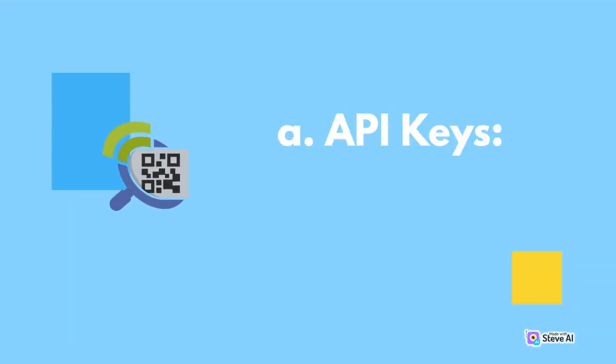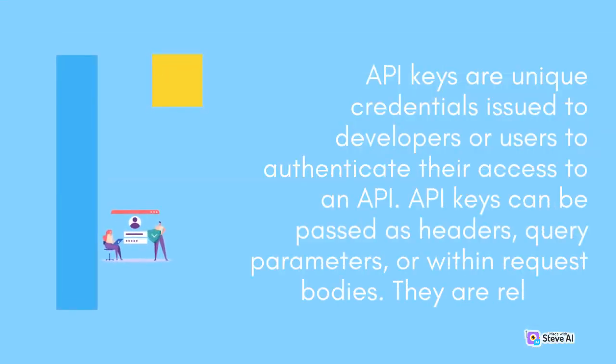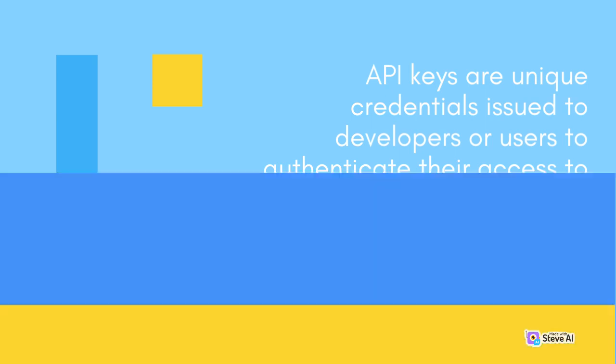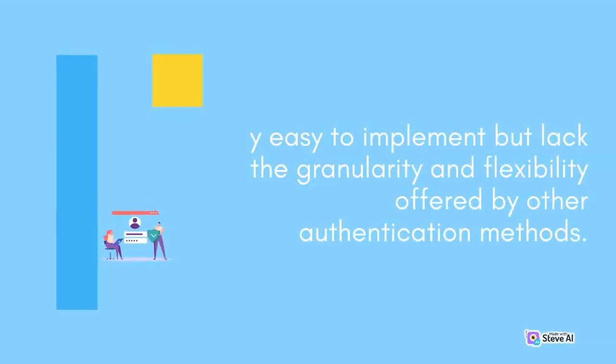A. API keys. API keys are unique credentials issued to developers or users to authenticate their access to an API. API keys can be passed as headers, query parameters, or within request bodies. They are relatively easy to implement but lack the granularity and flexibility offered by other authentication methods.